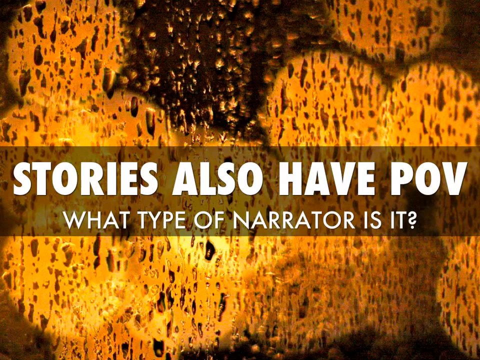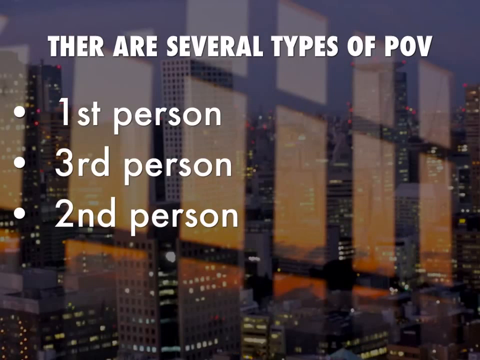Next, we want to look at point of view, which I will refer to as POV. Point of view has to do with the narrator, the person telling the story. There's several types of point of view. First person, where it's a person in the story using pronouns like I, me. Third person, which is a person outside of the story. You can kind of think of it as somebody out on the outside looking in.